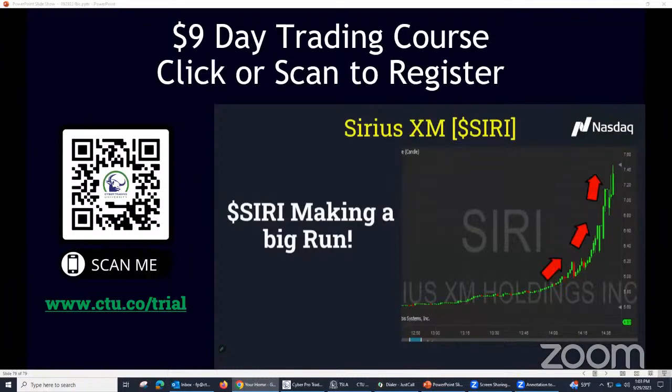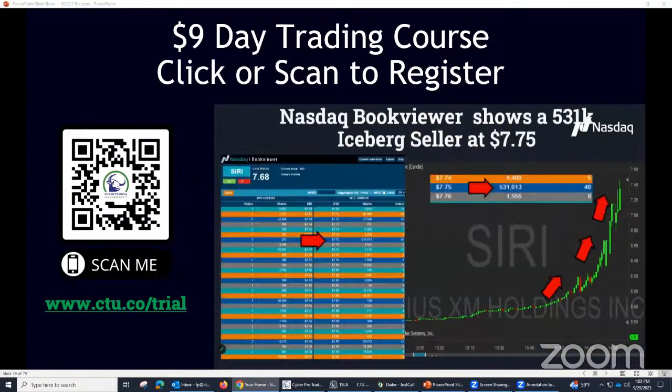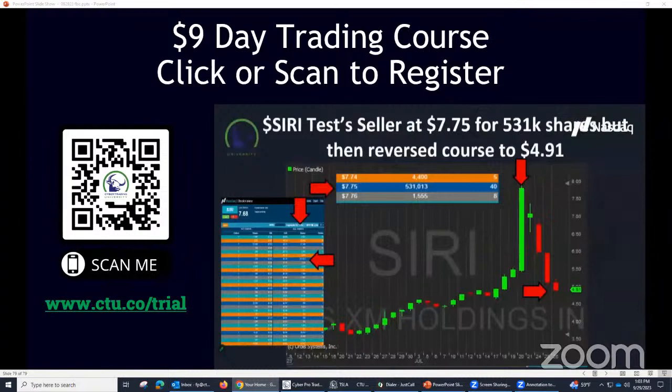So Sirius was making a really, really big run. The question is, is it going to 7? Is it going to 10? Is it going to 20? Well, when you look at the Book Viewer, you've got a 531,000 share seller sitting at $7.75, Jill. If we move on to the next slide, you'll notice that it hit that resistance. Listen, there are 10,000, 50,000, but we're talking 500,000. You're not talking chump change. It hits that resistance, and a couple of days later, boom, the stock comes right back down. Now you're hovering right around the $4 price range. That's how you can convert a big winner into a loser.